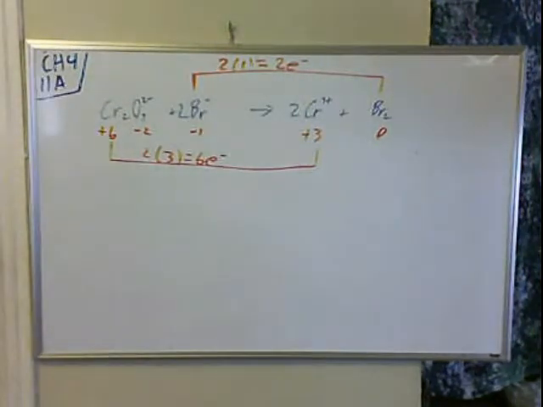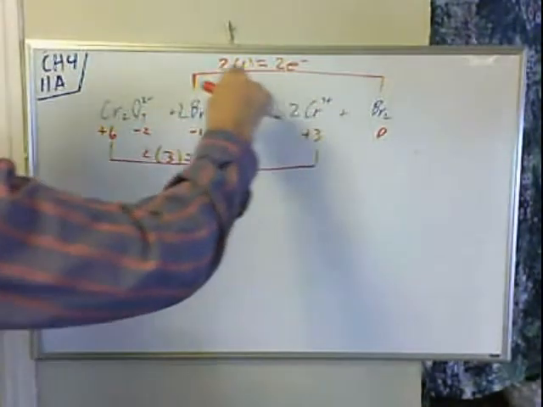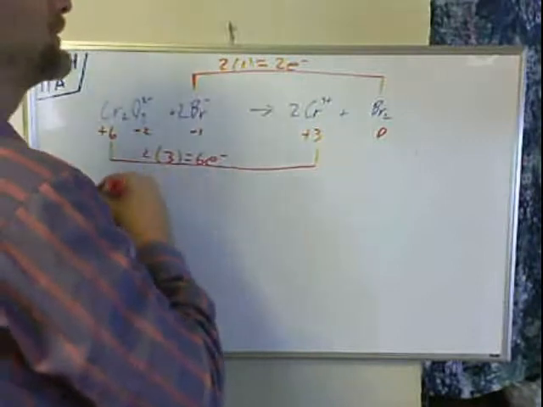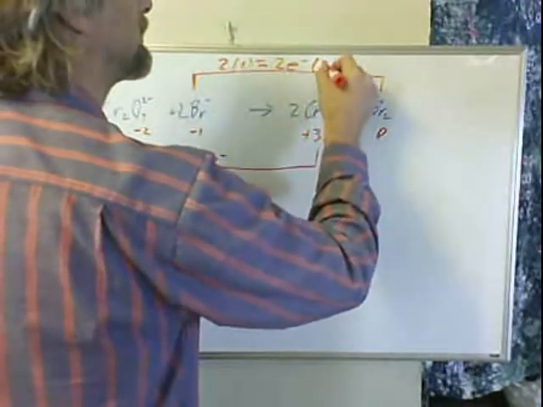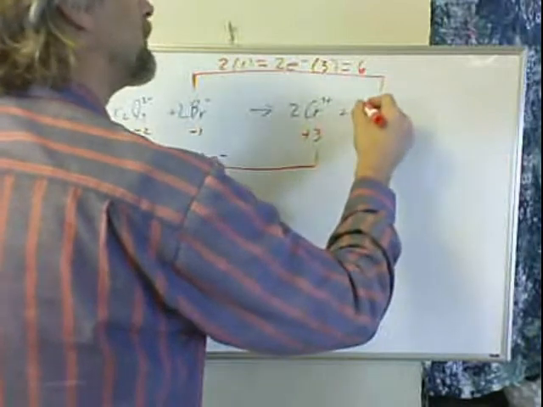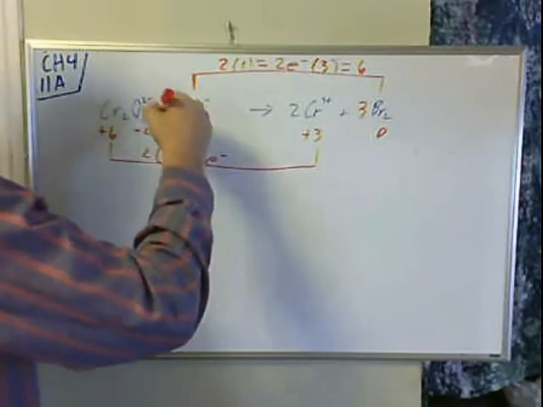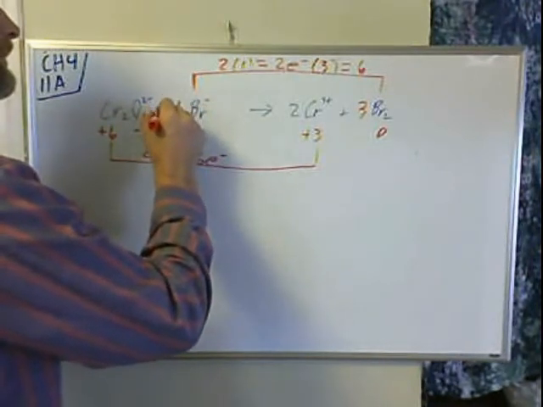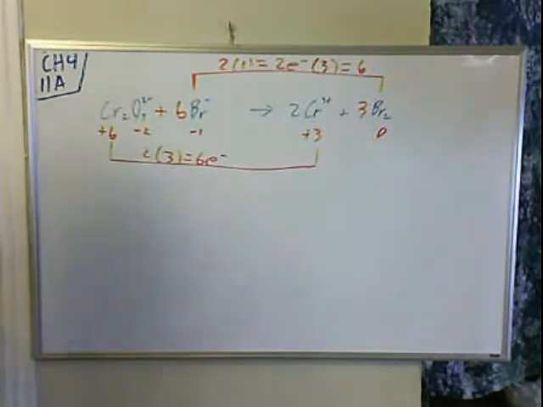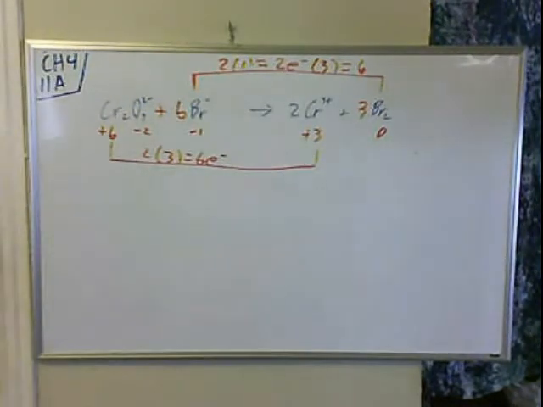We need to get the number of electrons transferred to be identical, so obviously we need to multiply the bromine by 3 to get to 6. So we'll multiply each of these factors by 3. We had 2, we turned that into a 6. So now the elements that are being oxidized and reduced are balanced in such a way that we have the same number of electrons being transferred, so we're not going to have electrons showing up in our balanced equation.